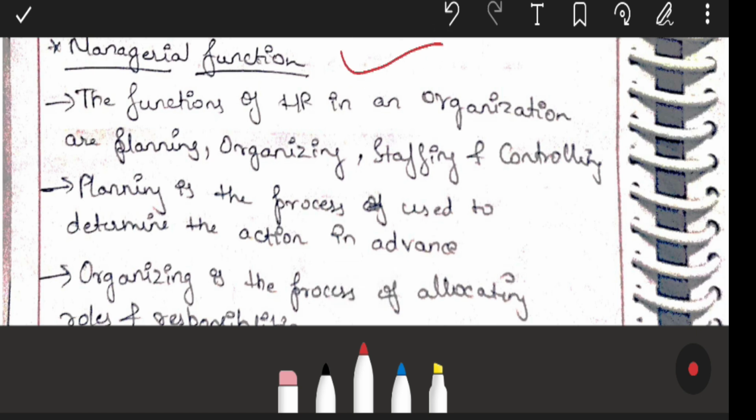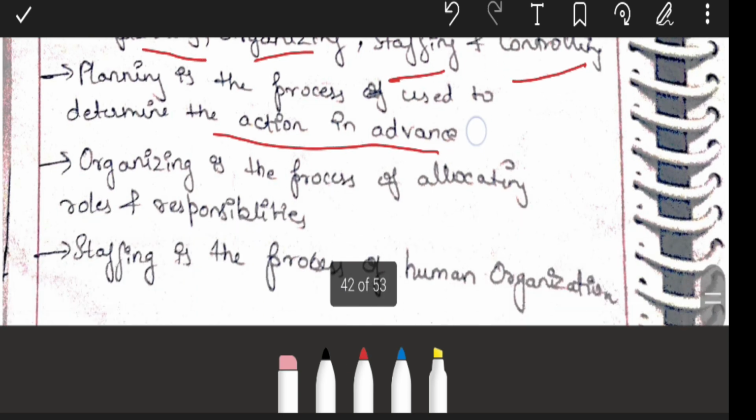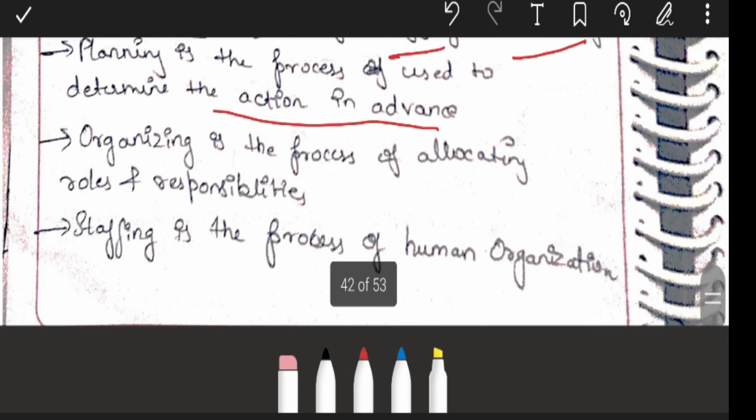Managerial functions. The functions of HR in an organization are planning, organizing, staffing, and coordinating. You know about HR: they organize, they employ the employees into an organization, they pay them salary, they control the company, they run the company, etc. Planning is a process used to determine the action in advance. Planning we have studied previously.